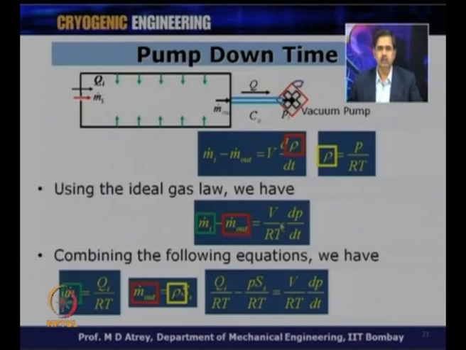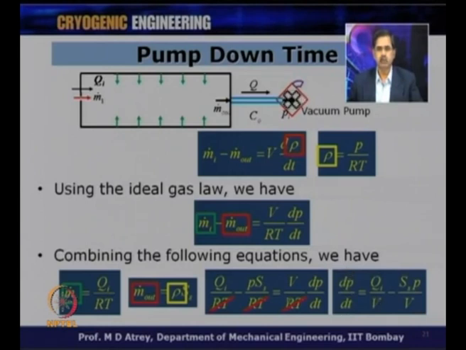What we get, therefore, is Qi upon RT minus, replacing this rho as P upon RT, P upon RT into Ss, that is P Ss upon RT, is equal to V upon RT dP by dt. Therefore, all the RTs would get cancelled, and what you get ultimately is dP by dt is equal to Qi upon V minus Ss into P upon V. So, you got an expression now which depends on the system pumping speed, the pressure, the volume to be vacuumed, and the Qi, which is talking about basically the mass in leak throughput.